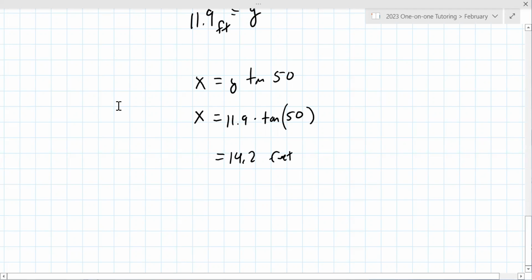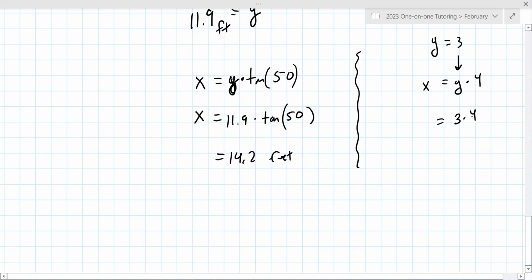And why did we multiply instead of divide? Because you're given the value of y, so y is in front of the tangent. So when they're squeezed together like that, you multiply them. Like the analogous problem is, let's say you found that y is 3 and x is y times 4. Well, you're going to put that number in for y, 3 times 4. Oh, okay.